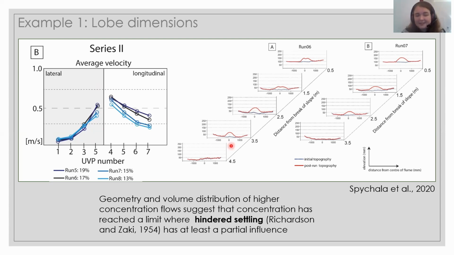One of the reasons we see this is the effect of hindered settling. With hindered settling, the more grains you have in your flow, and the more they can interact with each other, the more the settling of individual grains gets delayed. And this happens at least at a concentration of 10%, but maybe even at lower concentrations. And you see all our flows had an input concentration a lot higher than 10%.